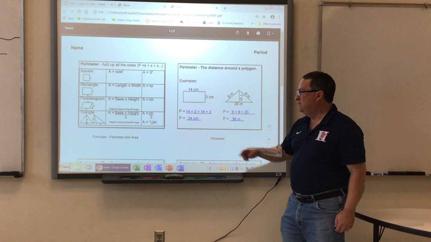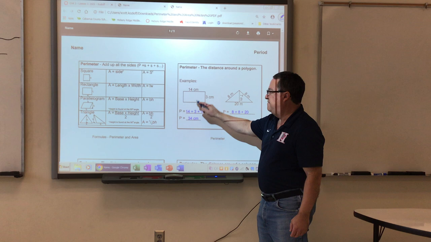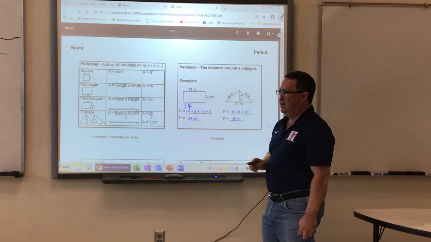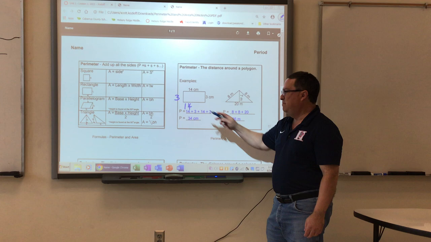So for example, if I have something here that is a length of 14, if this side is 14, then this side is also 14. If this side is 3 centimeters, then this side is 3 centimeters. Add all 4 of those up, you get the proper answer.